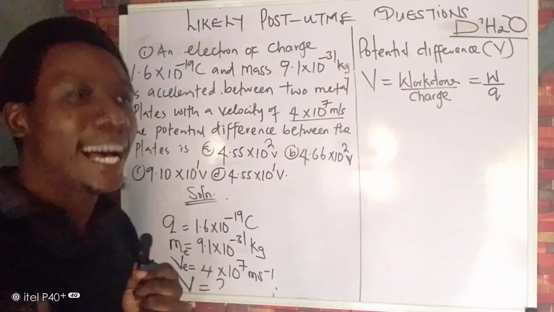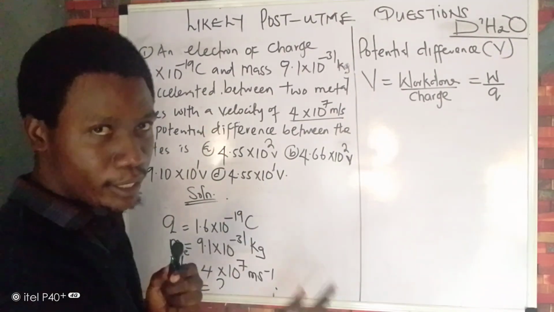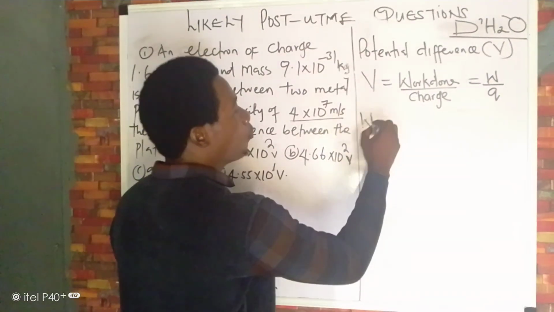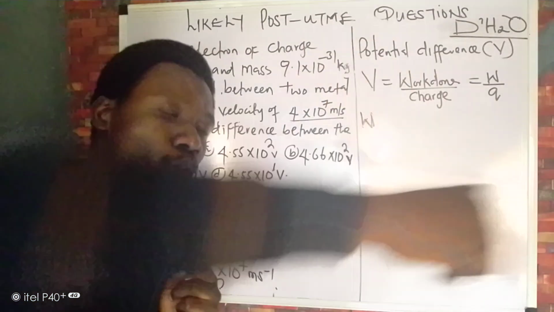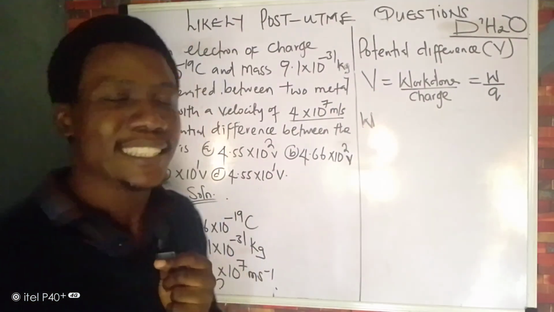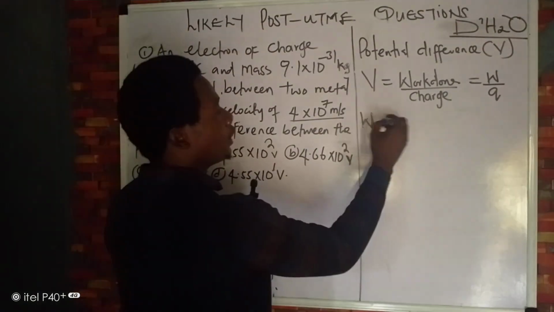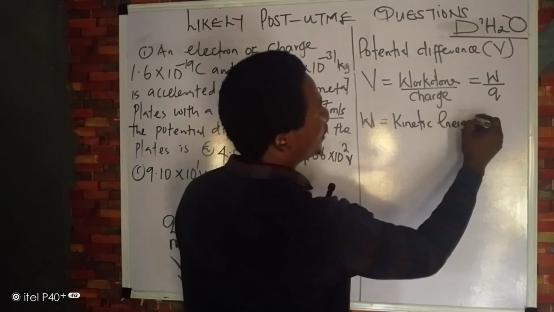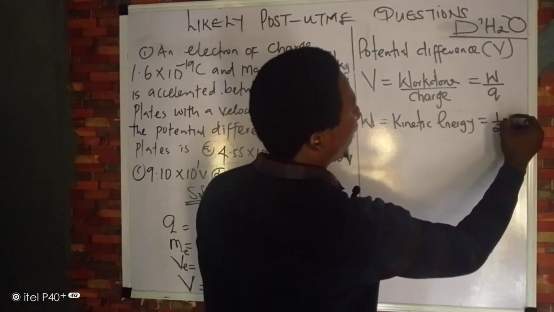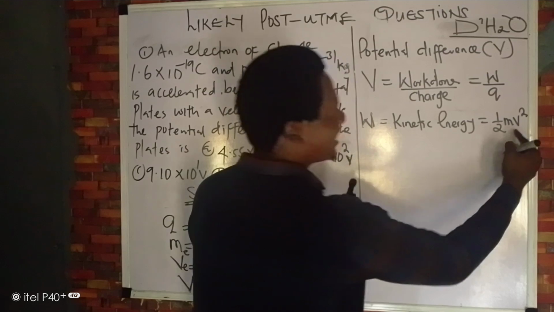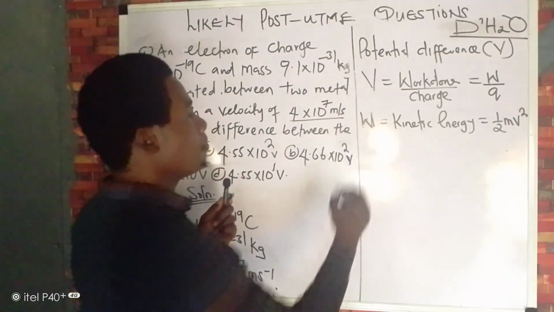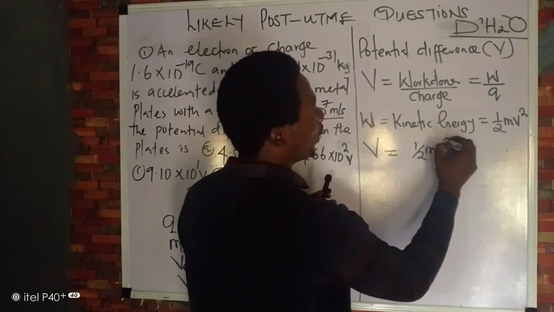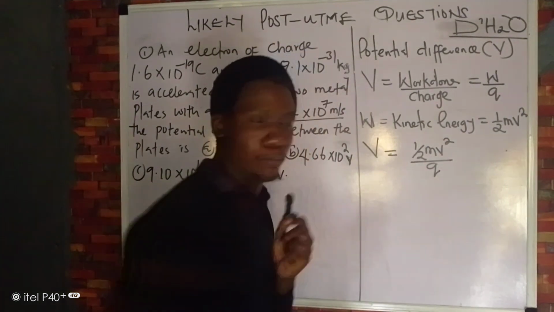Remember that the electron was accelerated from one plate to the other plate. That is to say, the work that was done was to move the electron from one metal plate to the other metal plate. And since the electron is in motion, it means that the work done is equals to your kinetic energy. And you remember vividly that kinetic energy is half mv squared. This is the mass, this is the speed of the electron. This will make our potential difference to be what? Half mv squared over charge. Please, it must be noted.